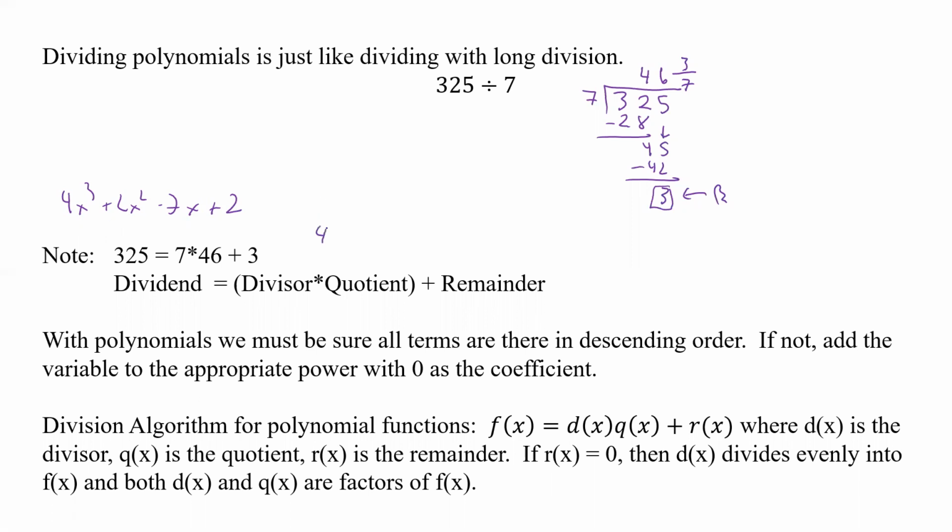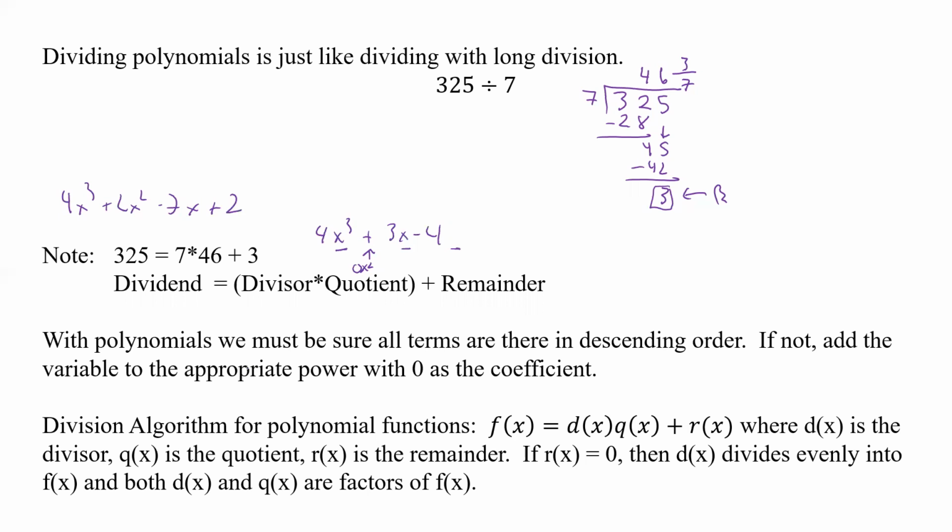But what if we had, say, 4x cubed plus 3x minus 4? Well, here we've got the x cubed and an x and no x's, but we're missing an x squared. So what we have to do is add that variable to the appropriate power, so this time an x squared, and we put it with the 0 coefficient. So a 0x squared goes in here.